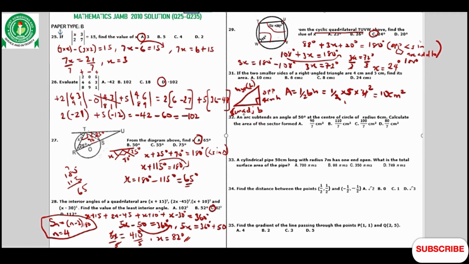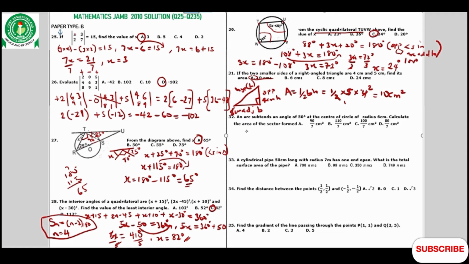The base here is 5 centimeters, as I said earlier, and the other one is 4 centimeters. So half base times height: one over 2 times 5 times 4. 2 here 1, 2 here 2. 5 times 2 is 10 centimeters square. So that's how we get option A as our answer. So that's that.